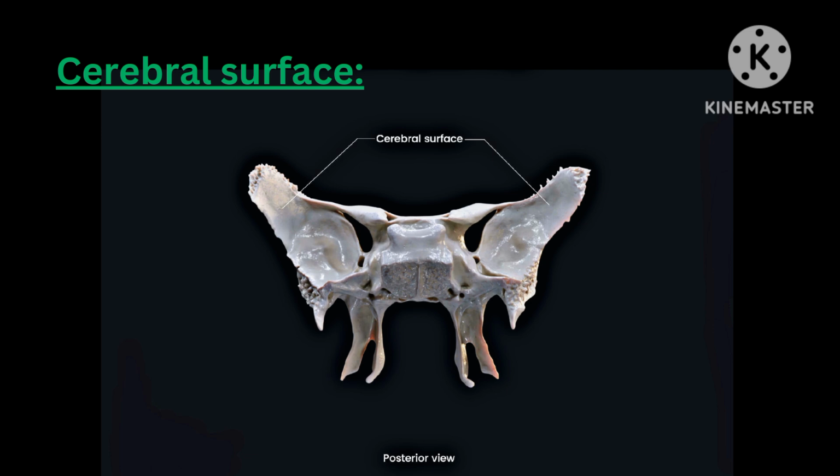The cerebral surface of the greater wing forms the anterior part of the middle cranial fossa. This surface has foramen rotundum, foramen ovale, foramen spinosum. Impressions of cerebral gyri. Arterial grooves.